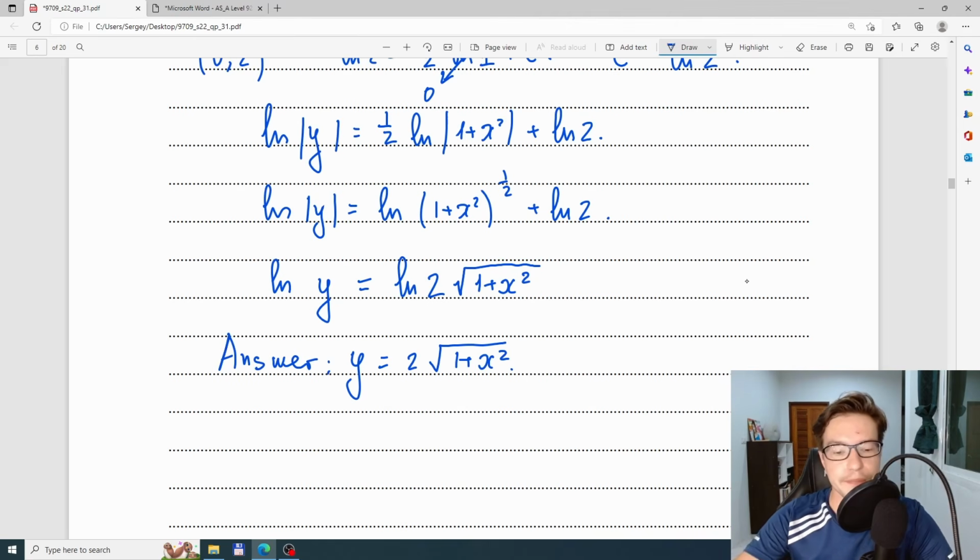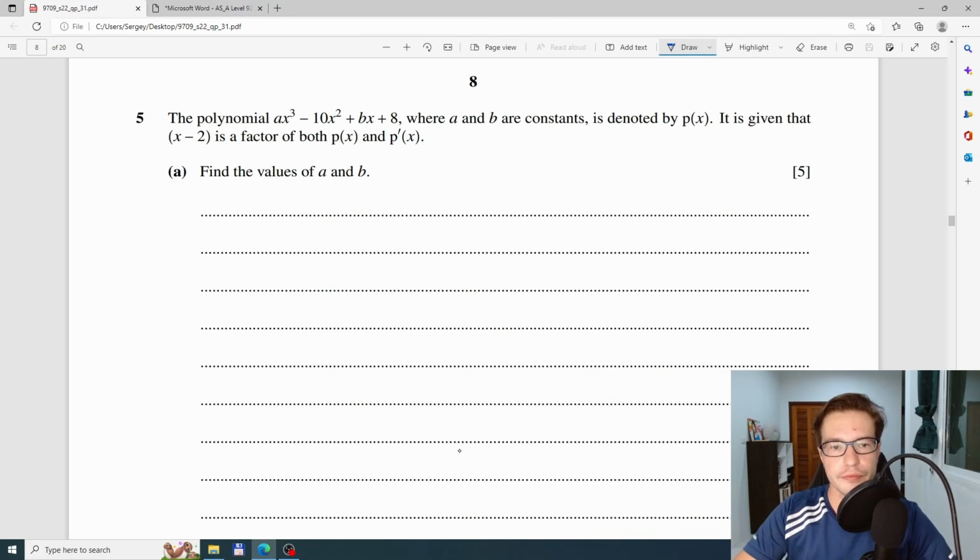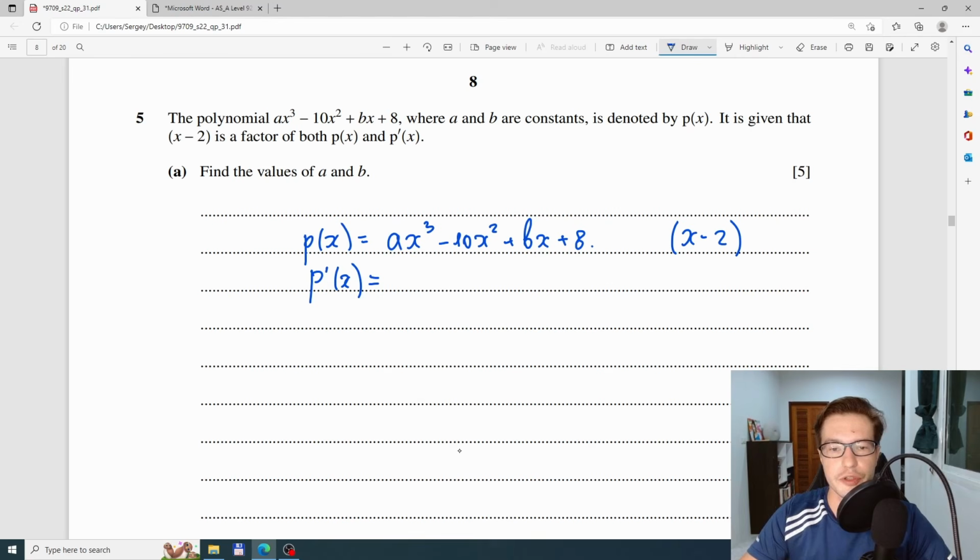Let's move on to the next one. This one is about polynomials. So p of x equals ax cubed minus 10x squared plus bx plus 8, and x minus 2 is the factor of both p of x and p derivative. Okay, let's find p derivative. That's going to be 3ax squared minus 20x plus b.